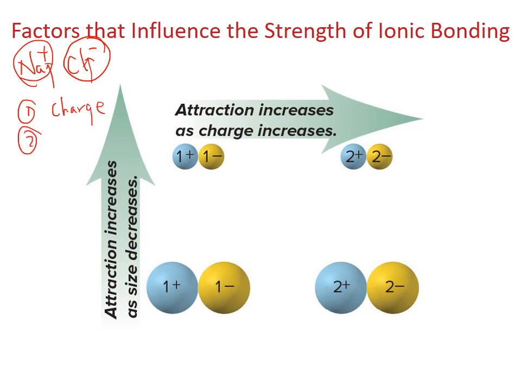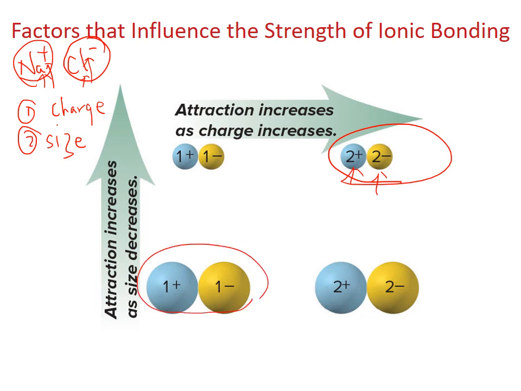Okay, second is the size. The smaller the size of the ions, the closer they can be, and the stronger they attract each other. So the stronger ionic bond is between smaller ions with larger charge. Okay, and the weaker ionic bond is between the larger sized ions with smaller charge.